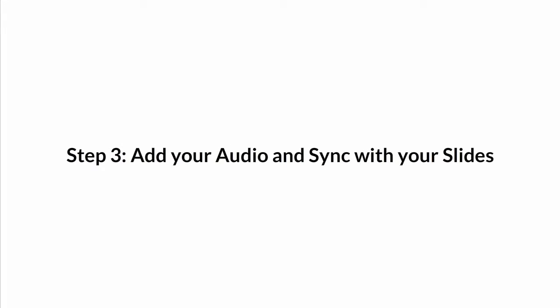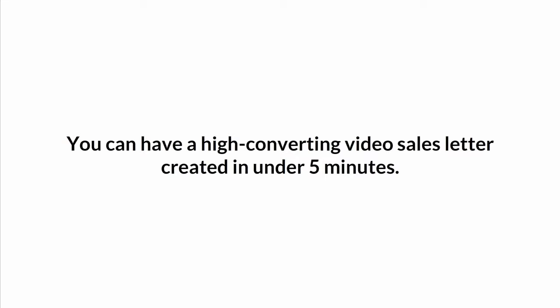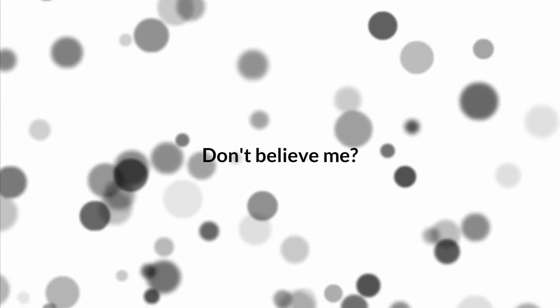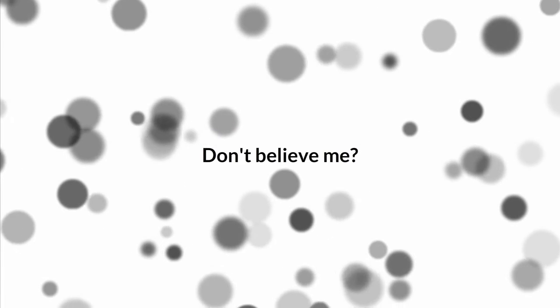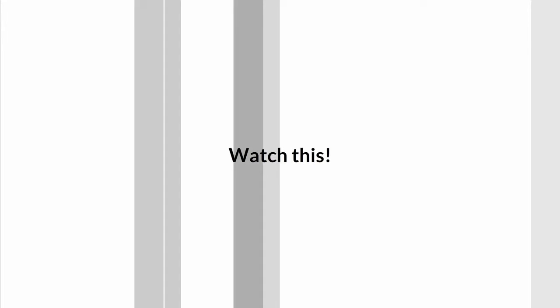Four steps. Paste your video script and specify where to change slides. Customize your design or your appearance. Add your audio and sync it with your slides. Then export and upload. Done. Easy. You can have a high-converting video sales letter created in under 5 minutes. If you don't believe me, then watch this.